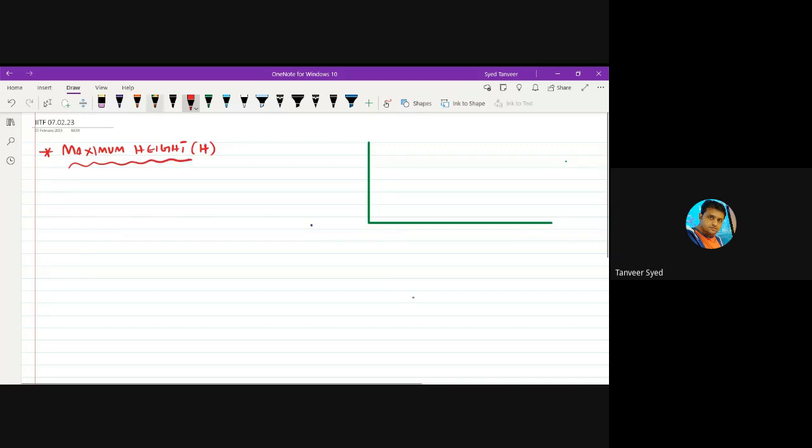Maximum height. What is this? Suppose I am throwing a body from the origin with some initial velocity u, which is making angle theta with the horizontal. Initial velocity u making angle theta with horizontal. Then its path will be like this.